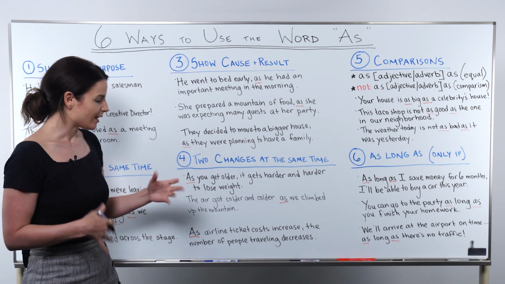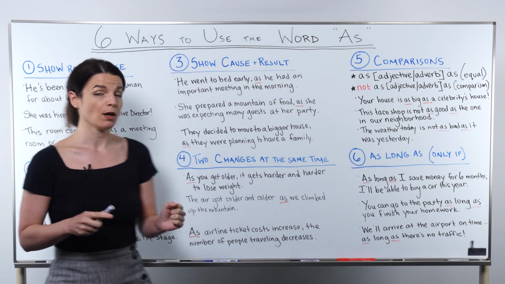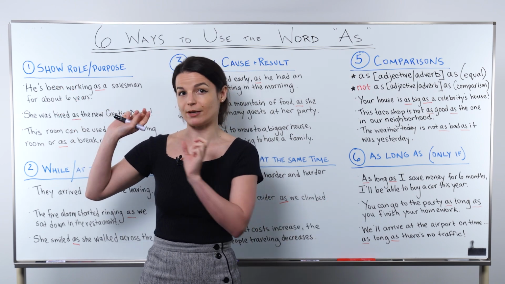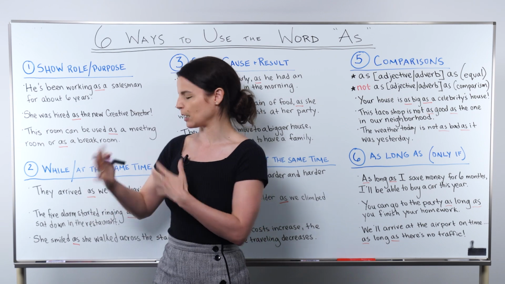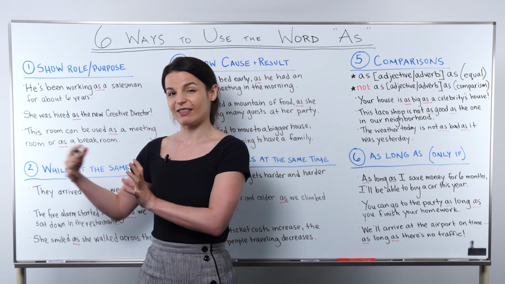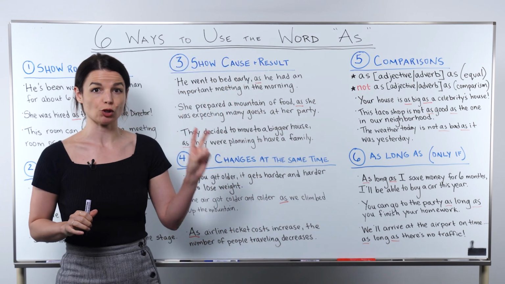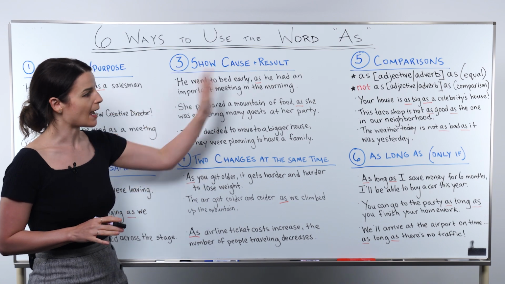So keep in mind that this one, again, is used to express changes happening at the same time. The one we talked about in number 2 expresses two actions that happened sometimes in the past, or sometimes they were happening at the same time, but not just changes. So that's the key difference between 2 and 4. Okay, great. So let's continue to the last 2 points.